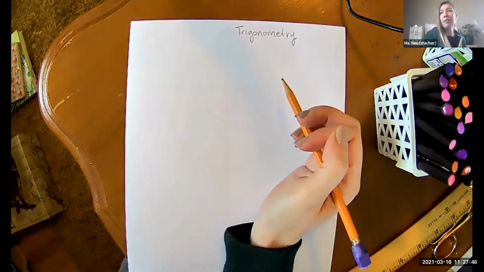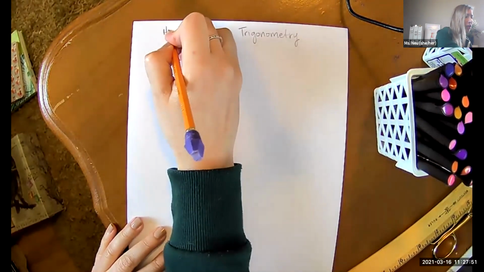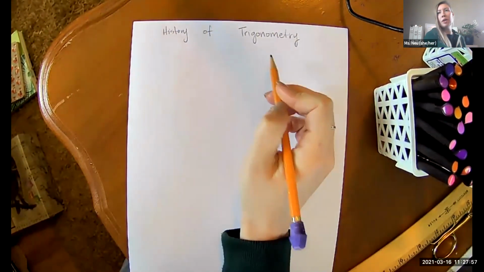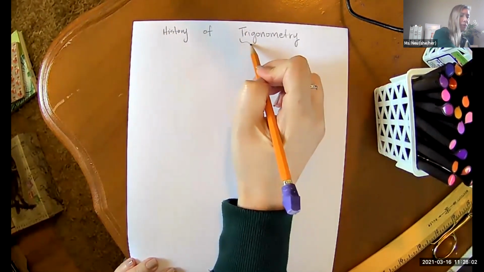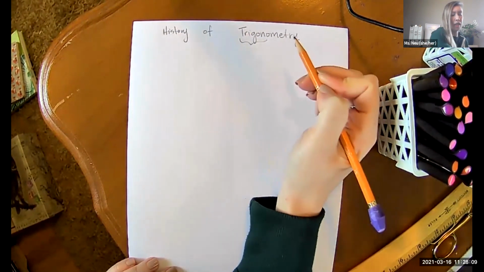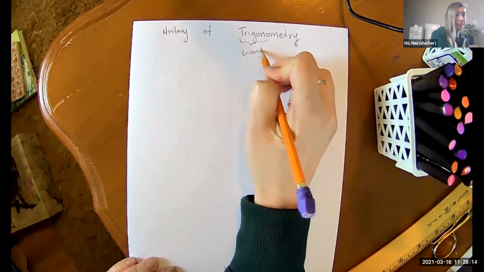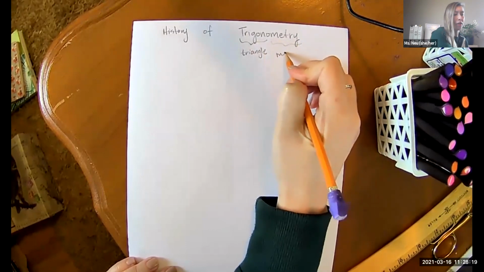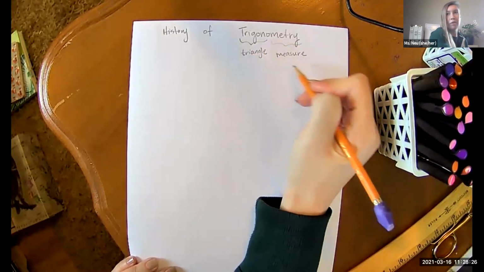But first, I want to give you a little bit of history of where trigonometry comes from, because it's kind of cool. Trigonometry, what does this word even mean, right? The first part, trigon or trigono, means triangle. And the second part, metry, means measure. So when we're looking at trigonometry, we're looking at triangle measure, right?